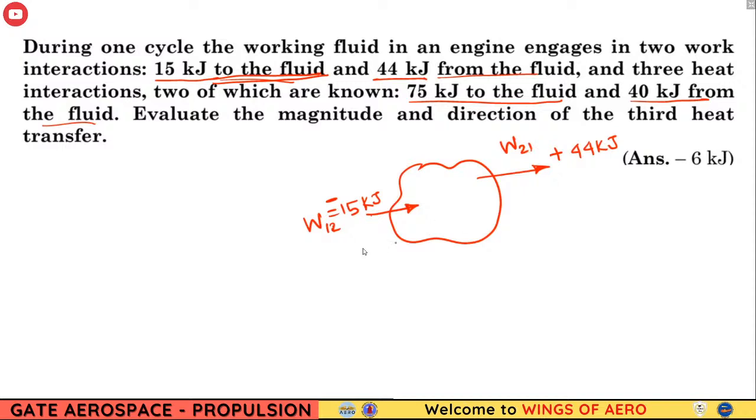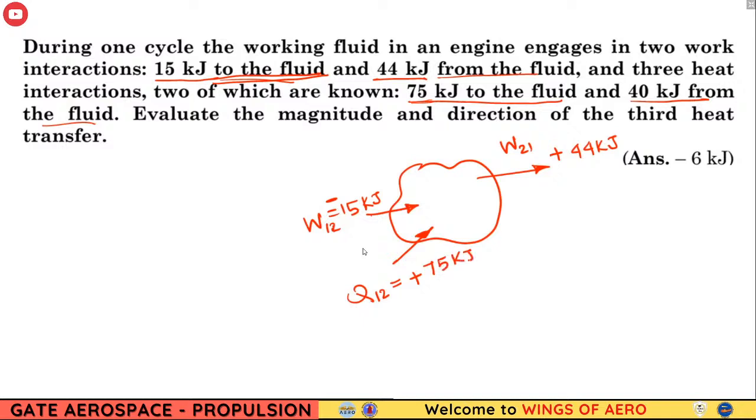Then we have the heat interactions. The first one we have is 75 kilojoule to the fluid. That means again it is entering. Now this is Q12. Is it positive or negative? It should be positive.